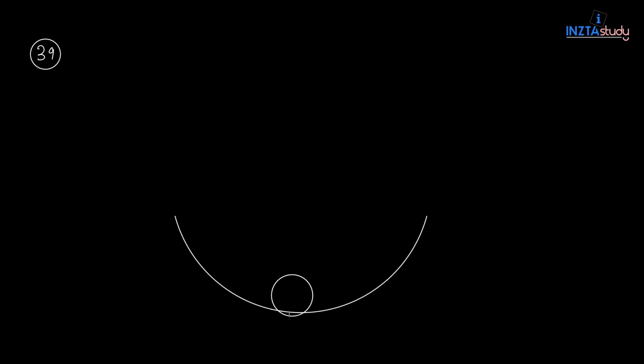Now there is a spherical ball which is kept at the bottom. This spherical ball is a solid sphere of mass m and radius r. It rolls without slipping on a rough concave surface of radius R. So this radius is R.